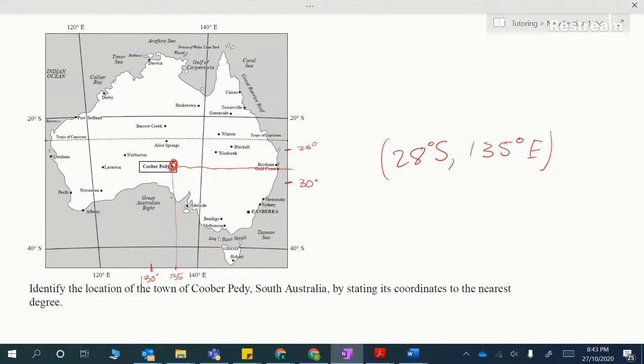Okay. So just make sure you've always got your latitude first, then your longitude. There needs to be a comma between them. And I like to put brackets around them as well, but I think they accept it without brackets. So it should always be a north or south first, and then an east or west second. Okay.